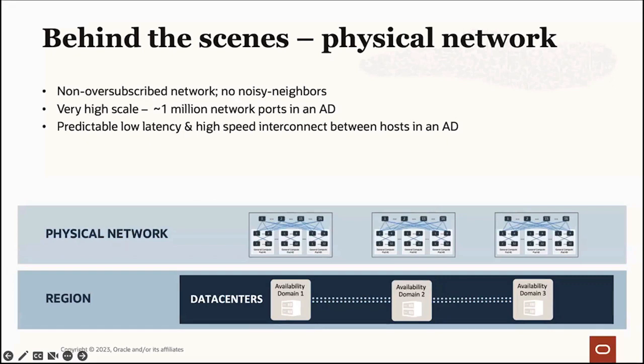Taking advantage of our non-oversubscribed network is really great for you because, as a result, the physical network operates at a very high scale, approximately 1 million network ports in each availability domain.